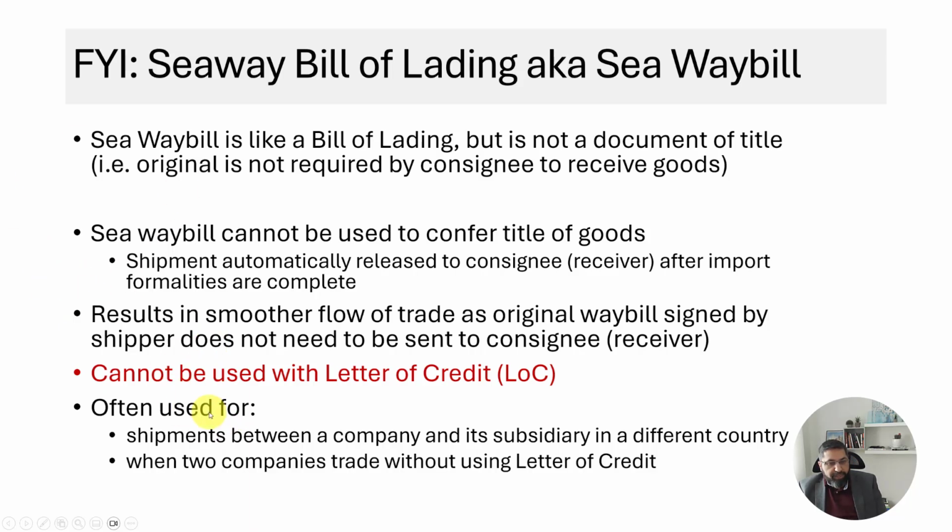Okay. So basically what it means is letter of credit is used when the buyer and the seller don't trust each other, and the letter of credit ensures that the supplier will get paid if the goods are delivered. But when you don't have the trust problem, you're just shipping goods within the same company to a subsidiary, then you can avoid a lot of transaction costs by not having letter of credit and using a C-way bill to send goods over, and they're automatically released to your subsidiary.